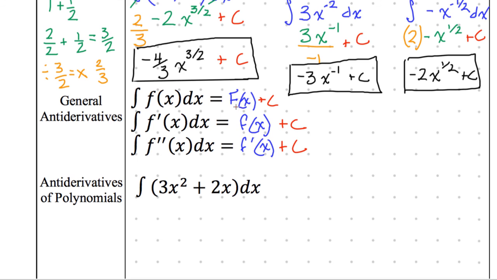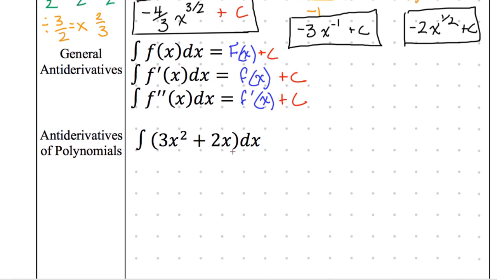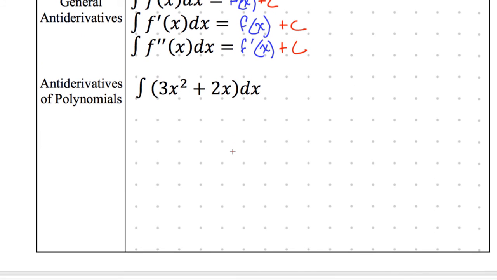You could say capital F of x in China, and they'd be like, oh, you're taking, I don't know how they would say it in Chinese. I don't know what accent that was. But they would know that you're taking the antiderivative. This is the cool thing, that math is a universal language.